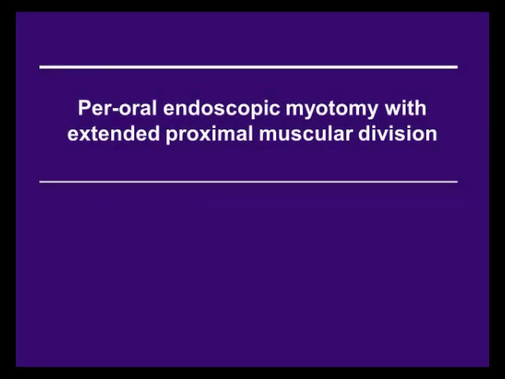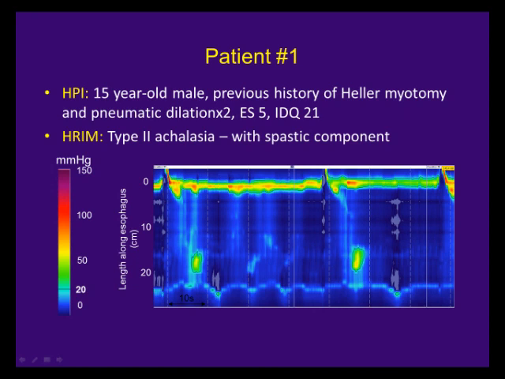In this video, we present 3 cases of peroral endoscopic myotomy, or POEM, with extended proximal myotomy. The first patient is a 15-year-old male presenting with recurrent dysphagia after a laparoscopic hilar myotomy and 2 pneumatic dilations. Repeat high-resolution manometry shows a spastic segment extended proximal to the prior myotomy site.